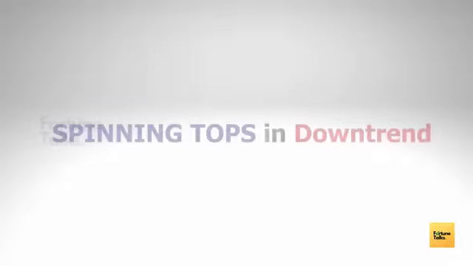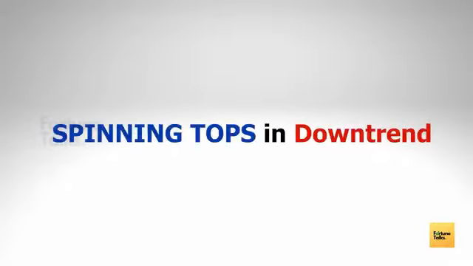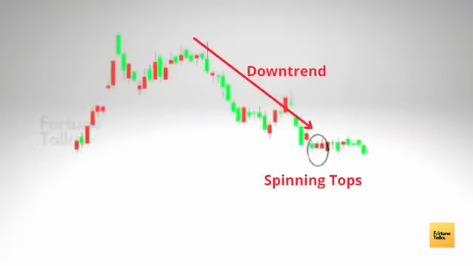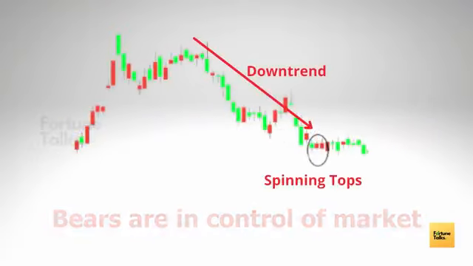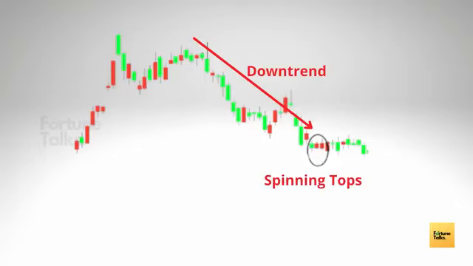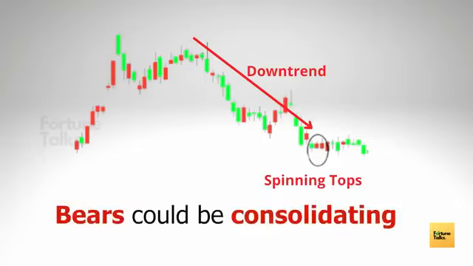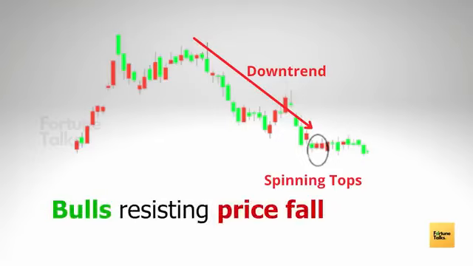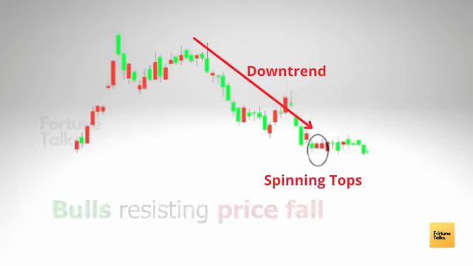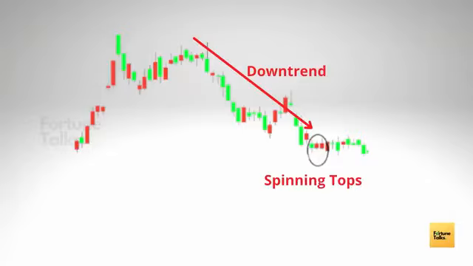Now what if the spinning top were to occur in a downtrend? During a downtrend, the bears are in absolute control as they are able to take the prices lower. A spinning top in the downtrend indicates that the bears could be consolidating their position before resuming the trend. It can also be seen as an attempt by the bulls to arrest any further price fall. But are they really successful? Because if the bulls were really successful, it would have resulted in a strong bullish candle rather than a spinning top. So clearly there are two foreseeable outcomes with equal probability in this case.